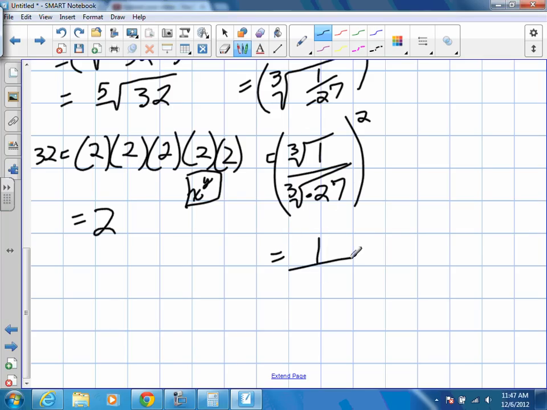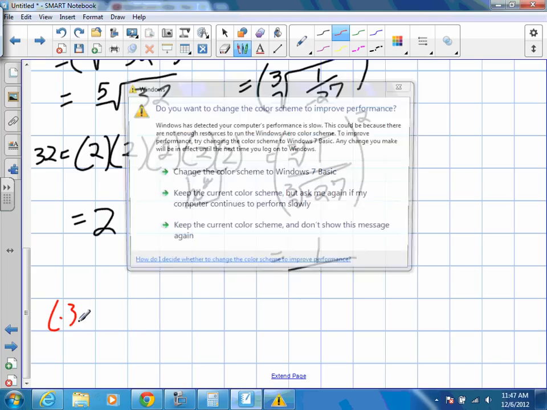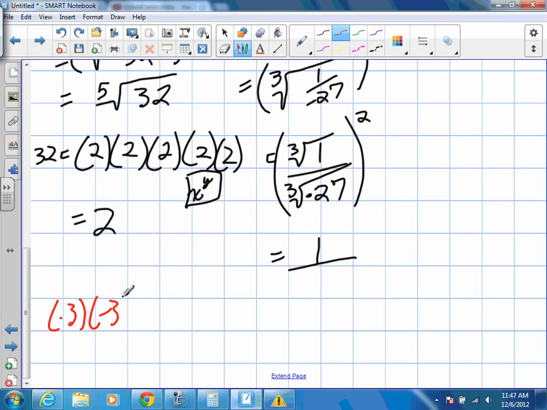And then negative 27. What number times itself 3 times is negative 27? Negative 3. Right? Think of it like this. Negative 3 by negative 3 by negative 3. Well, the first two equate to a 9, and then 9 times negative 3 is negative 27. Good. So we know that this term is going to be negative 3.